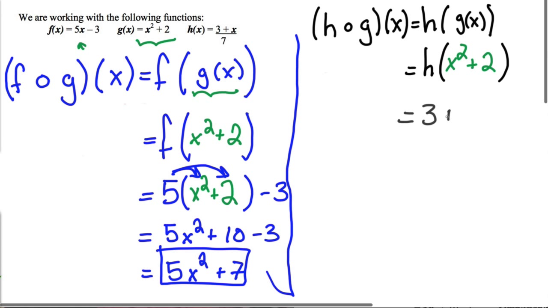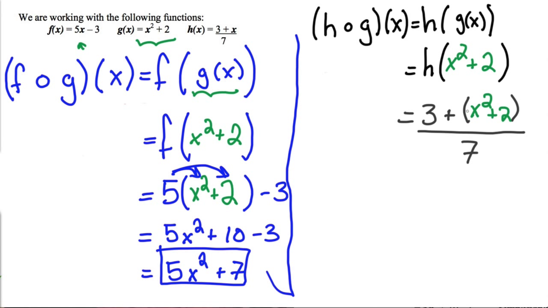to be 3 plus, and then instead of x, we're going to leave a spot there to put all of g of x, and all of that is going to be over 7. So it's just like the original h of x, except that instead of x, we plug in all of g of x, which is x squared plus 2. Okay, and then now if we simplify, we would get, so 3 plus 2, that's 5. So that's going to be 5 plus x squared all over 7.